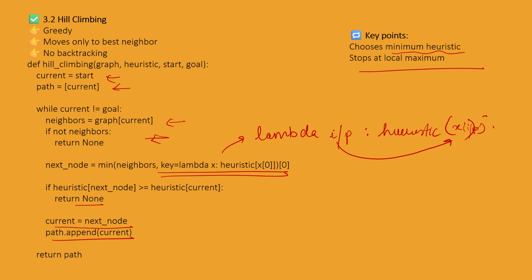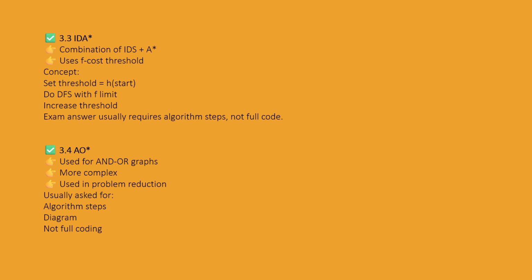So this is easy compared to the previous ones in terms of the code. Now let's go on to the next one. IDA star and AO star. Iterative deep.